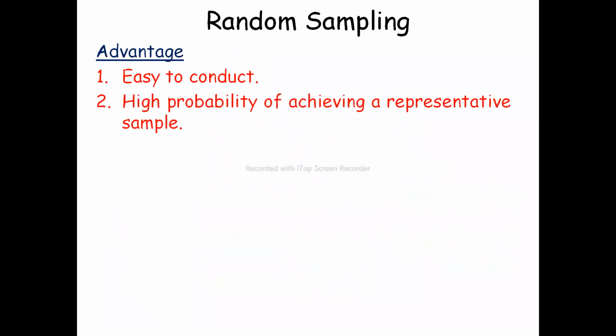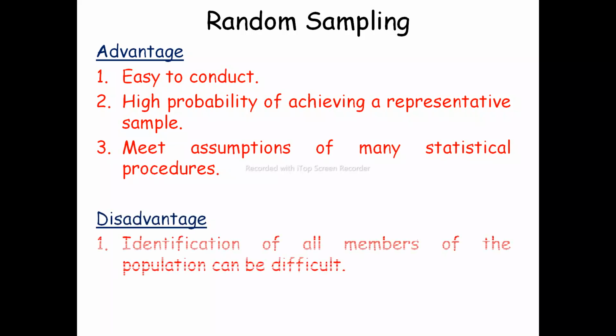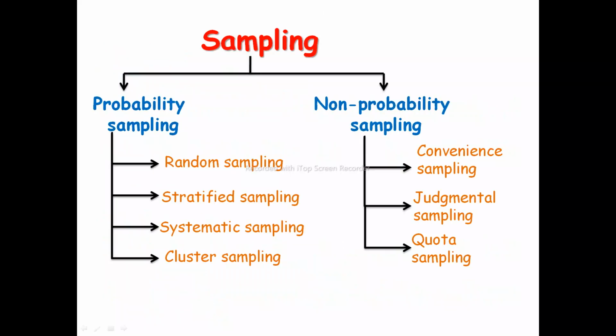Next, advantages of random sampling. It is easy to conduct, has a high probability of achieving a representative sample, and meets the assumptions of many statistical procedures. Disadvantages: identification of all members of the population can be difficult. Lastly, contacting all the members of the sample can be difficult. Fine, so this was all about random sampling.